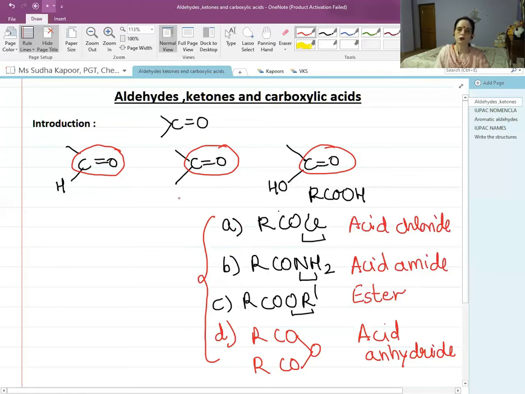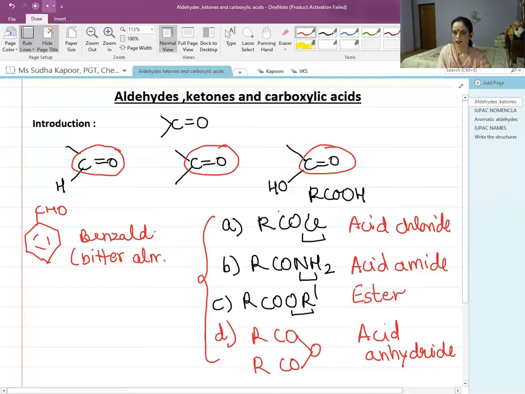Some of the aldehydes and ketones are very important in our daily life also. For example, benzaldehyde has the fragrance of bitter almond, and it is used in the preparation of almond oil. This is a ring with a CHO part. This is known as benzaldehyde. And dear students, benzaldehyde has the fragrance of bitter almond, and it is used in making almond oil.